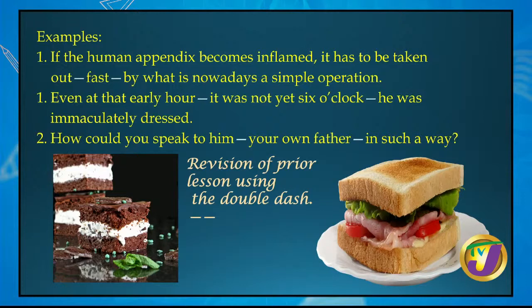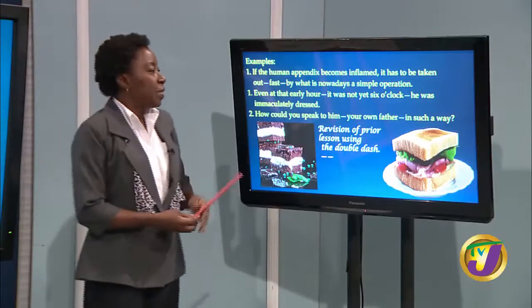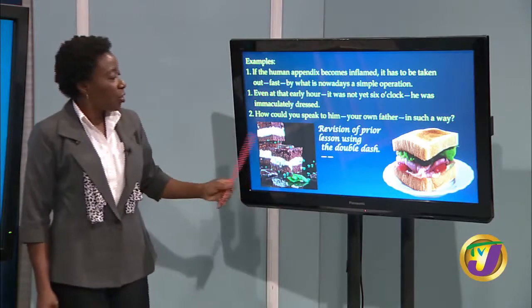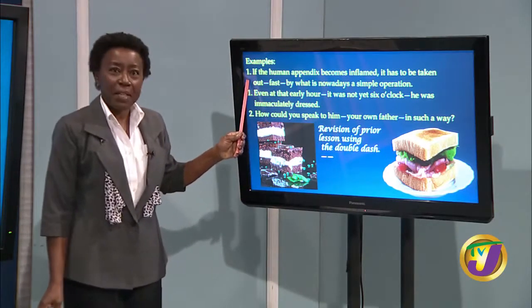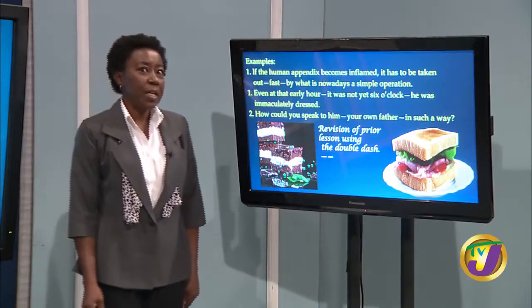So here are some examples to help cement the idea some more. Example number 1: if the human appendix becomes inflamed, it has to be taken out fast by what is nowadays a simple operation. Let's look at sentence 1. If you are going to use the idea of the sandwich, which part of this sentence is the original sentence? How would you read it?